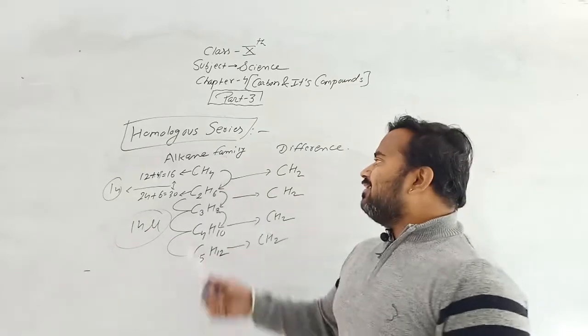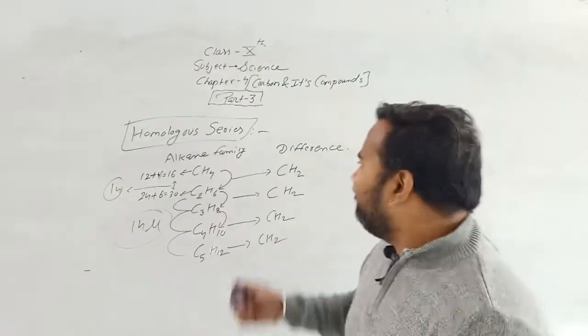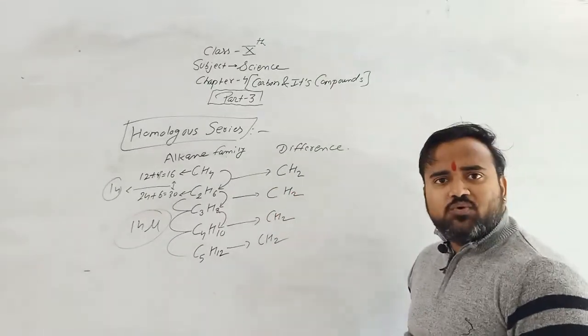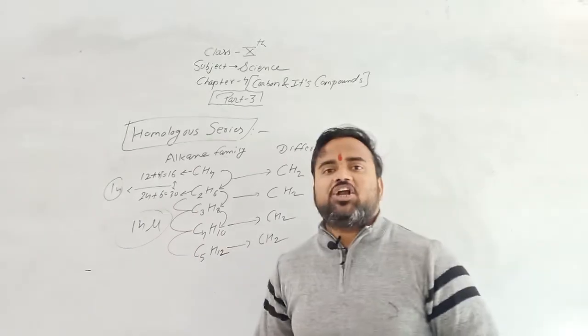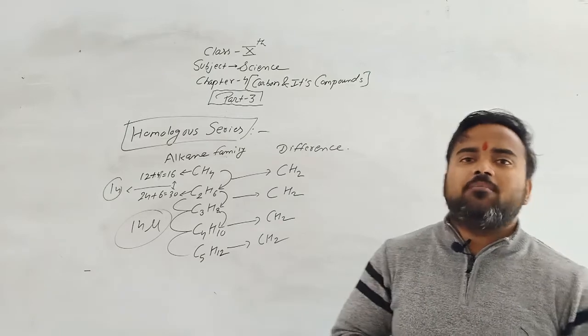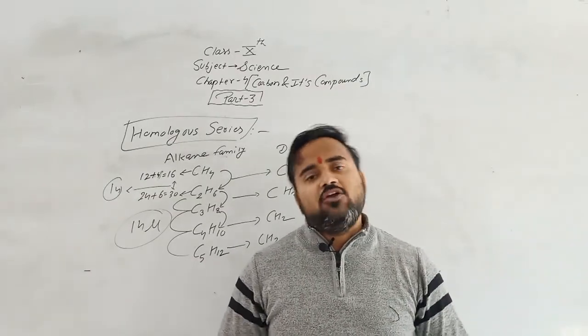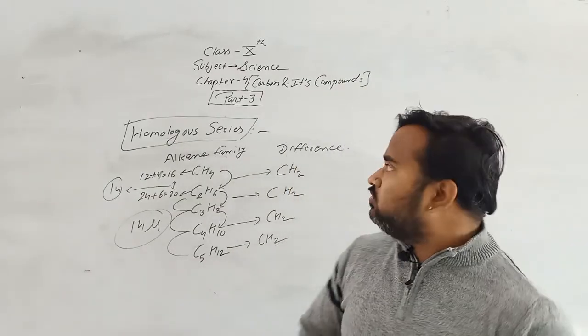Clear? So homologous series is a group of organic compounds in which every member differs by CH2 group and their molecular masses differ by 14 atomic mass unit. This is all about the homologous series. I hope you have understood this chapter very well.